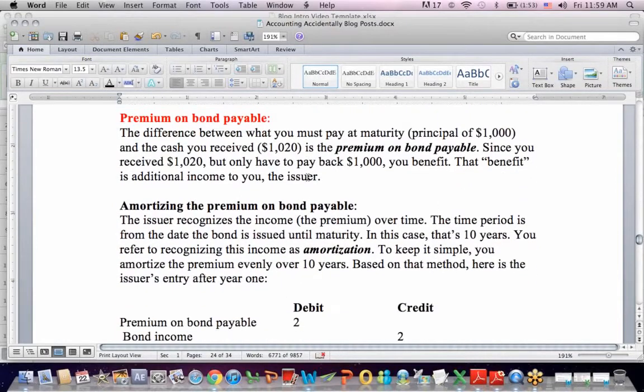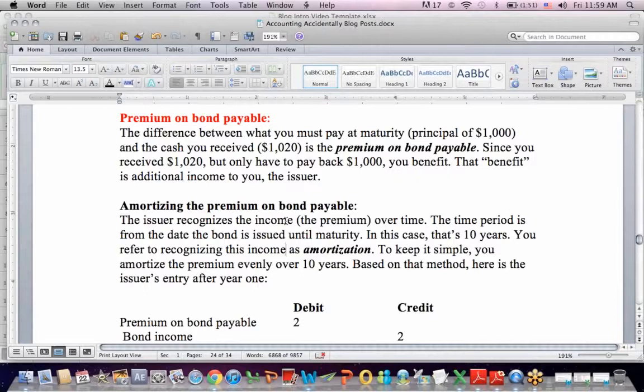Now, let's think about that premium on bond payable. The difference between what the issuer pays at maturity, $1,000, and the cash the issuer receives is the premium. So it's certainly a benefit to the issuer, and the benefit is additional income. You got more cash in the door.